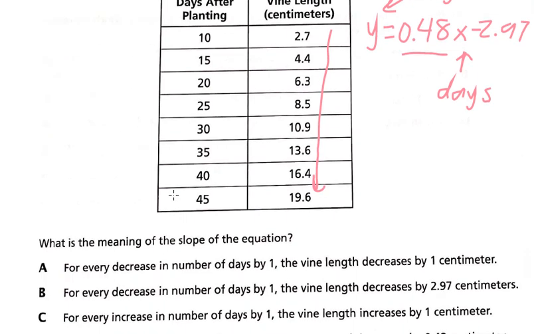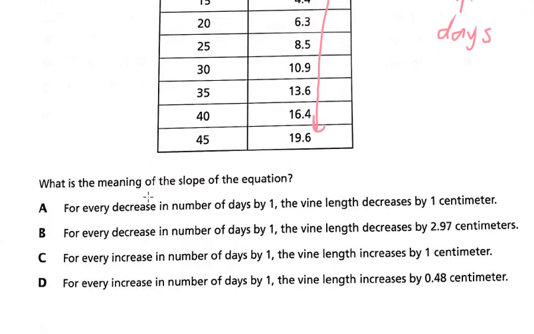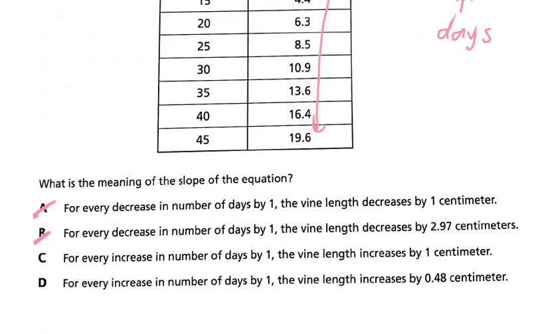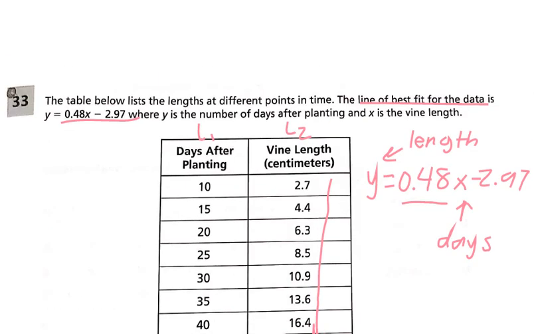So I'm going to go to my answer choices. What says for every decrease in the number of days? It doesn't even make sense for days to decrease. Days only pass. They go forward in time. So 1 and 2 don't make any sense. The next one says for every increase in number of days by 1, the vine length increases by 1. Well, no, it doesn't. Every increase of days by 1, the vine length increases by 48 hundredths. And that happens to be answer choice D. So answer choice D is our correct answer there.